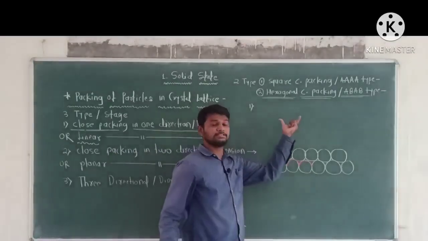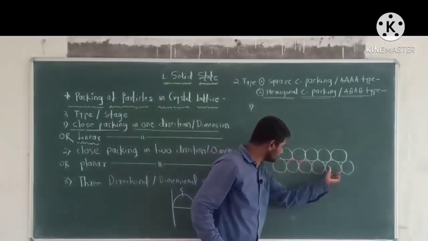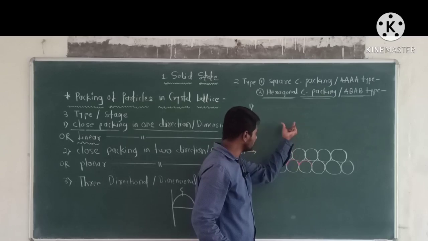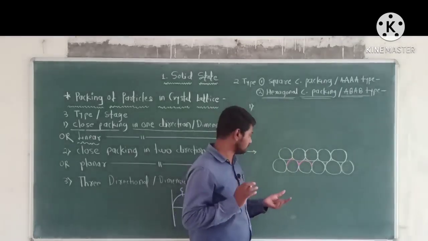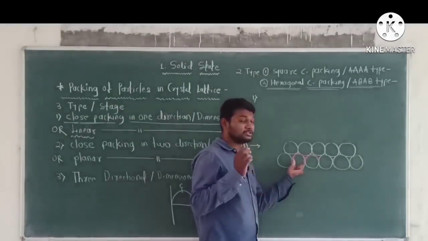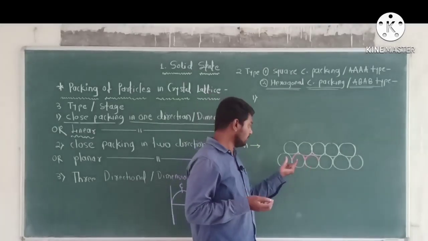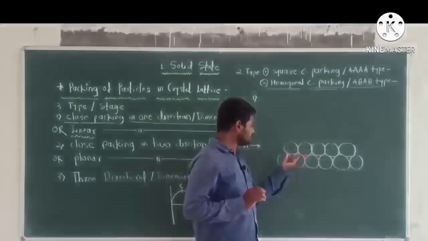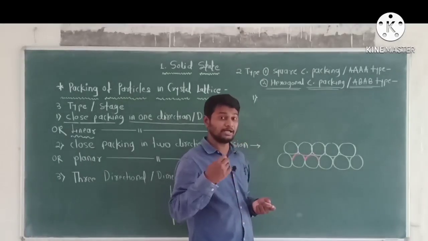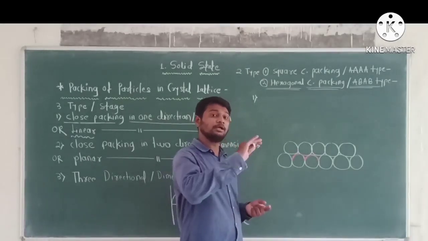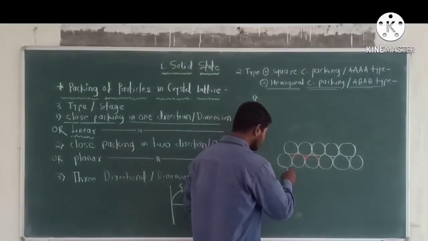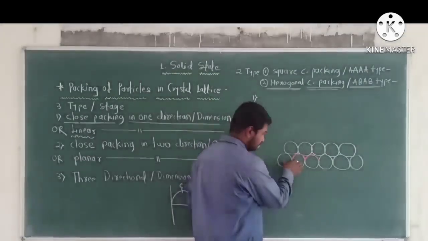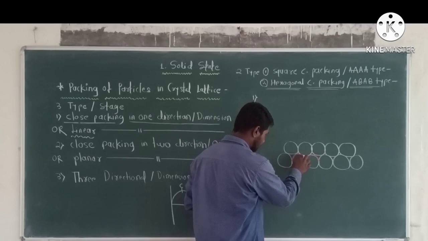This type of packing is made when the row of constituent particles are placed over the other in such a way that the crest of a constituent particle of one row is placed between the troughs of two constituent particles of another row. For example, this is the row of constituent particles and this is the crest of a constituent particle.